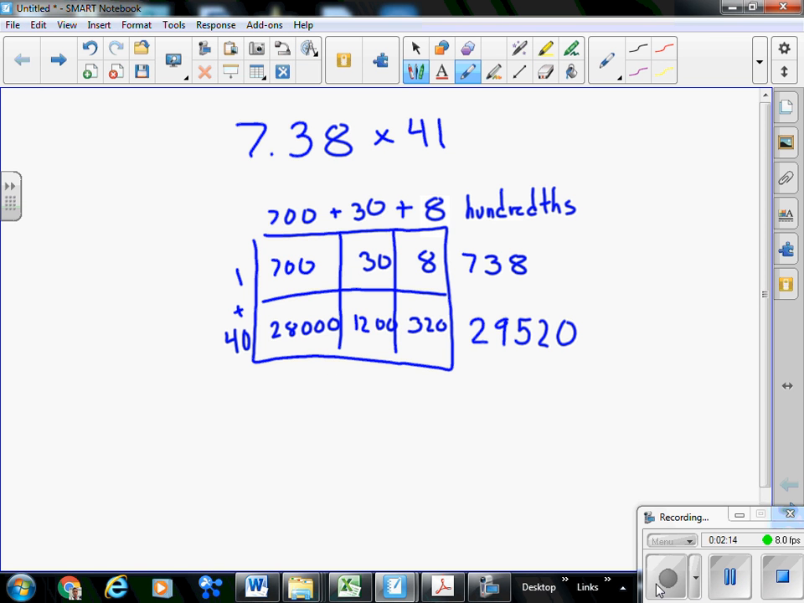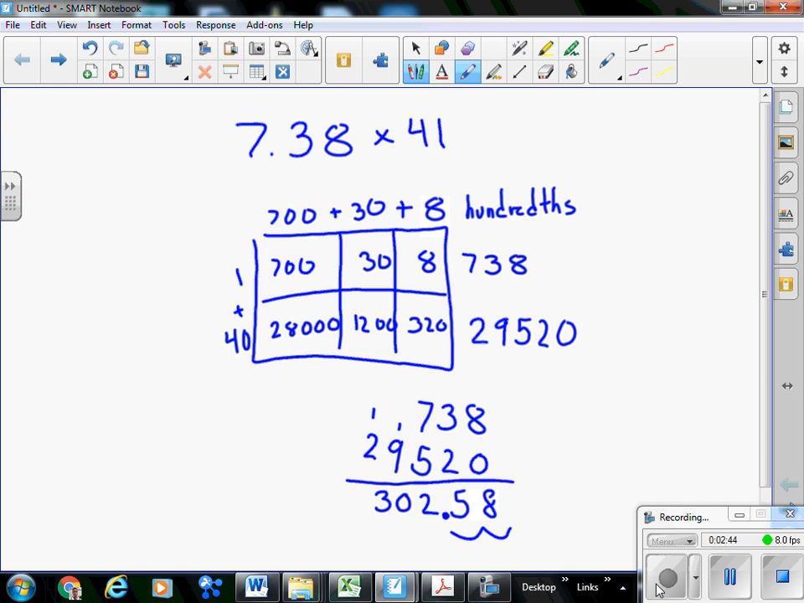Now we're going to take both of those numbers and add them together. So we have 738. And then I'm just going to line it up in the same order. 9 and 1 is 10. 2 and 1 is 3. Okay. Hundredths, 2 places. So we got to go over 2. 1, 2. That should be my answer.